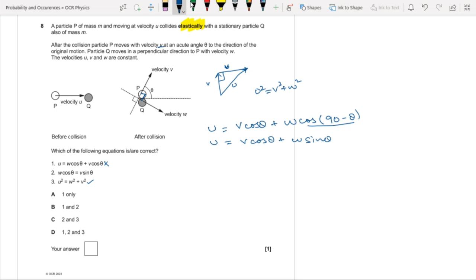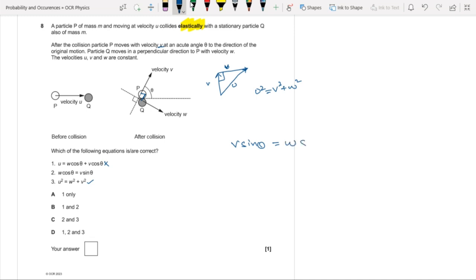Now let's see whether 2 is right or wrong. So w cos of theta is equal to v sine theta. V sine theta is the vertical component, so we're going to see whether the left hand side is the vertical component of velocity vector w. So quickly erasing this. So v sine theta should be equal to the vertical component, or the y component of velocity vector w.